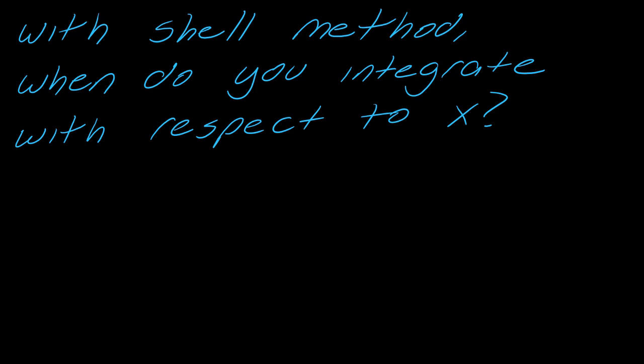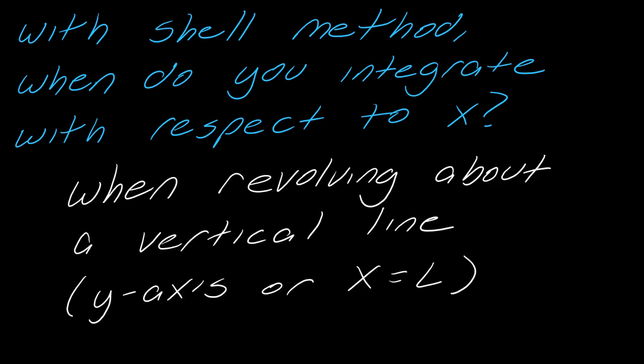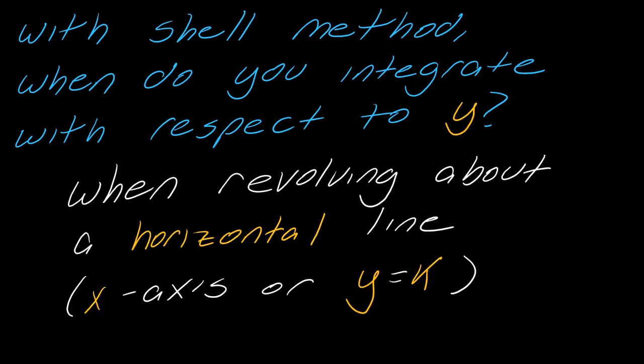when do you integrate with respect to x? Again, you integrate with respect to x when you are revolving about a vertical line. So it works the opposite of the disk and washer method. This is when you're revolving either about the y-axis or x equals L, something of that form. Versus with the shell method, when do you integrate with respect to y? This is when you are revolving about a horizontal line, so that would be either the x-axis or y equals k.